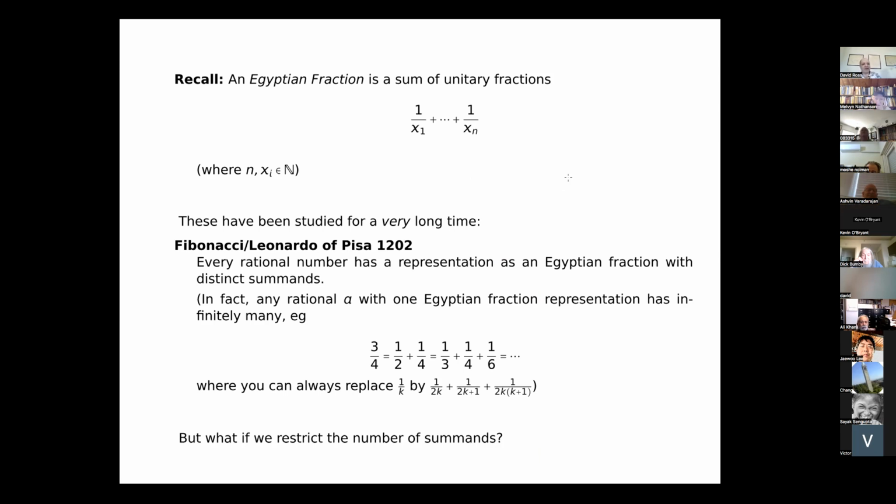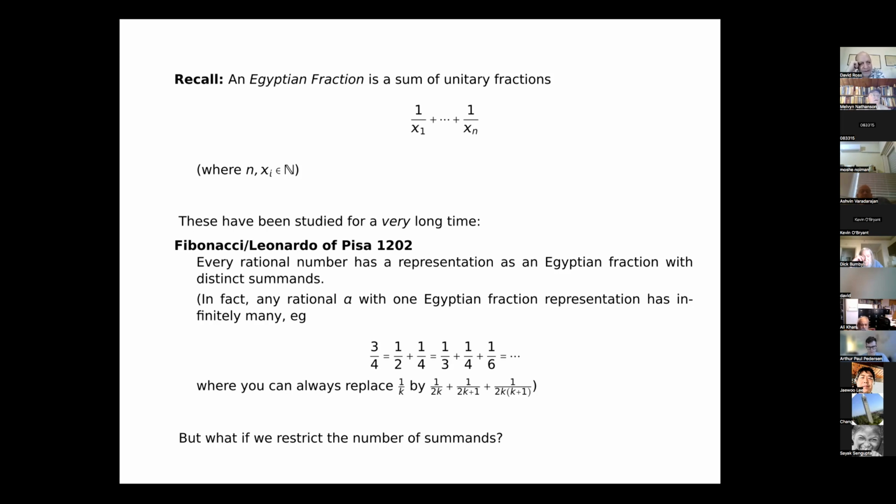Anyway, just a reminder, this shouldn't be new for anybody here. An Egyptian fraction is a sum of unitary fractions, things of the form 1 over a positive integer. These have been studied for a really long time. Fibonacci first looked at them. In particular, he showed that every rational number can be written as a sum of unitary fractions with unique denominators. And you can make them arbitrarily long.